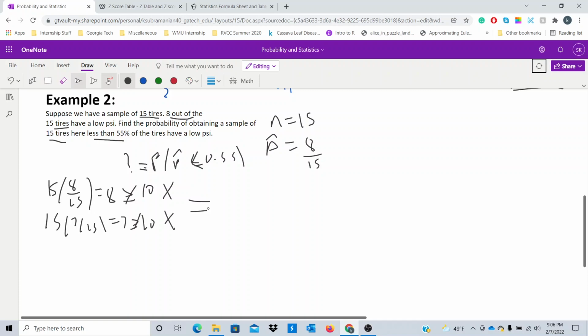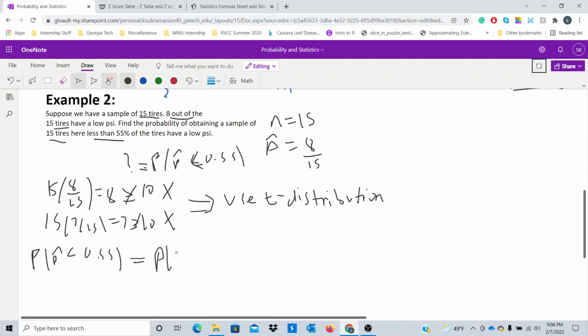So what do we do if we can't assume normality? Well, we're going to use the t-distribution, right? Because with the t-distribution, we can get a t-score and still use our t-table to get the probability we are after. So we want the probability of getting a sample proportion that is less than 0.55. Well, we're going to convert this in terms of t-scores, right? So we're going to take the probability of getting a t-score that is less than the following.